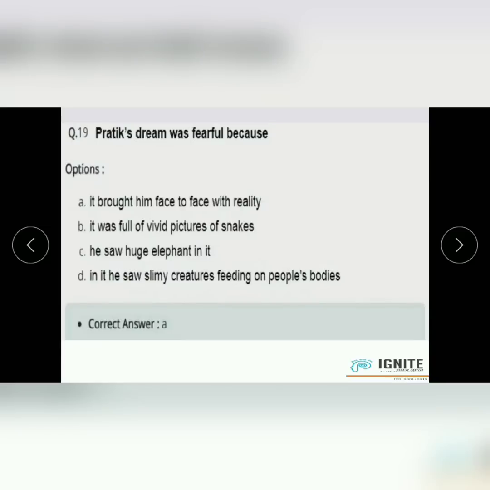Option A. Last question based on this passage is: Pratik's dream was fearful because it brought him face to face with reality. It was full of vivid pictures of snakes. He saw huge elephants in it. He saw slimy creatures feeding on people's bodies. Pratik's dream was fearful because it brought him face to face with reality. That's the correct answer. Option A.